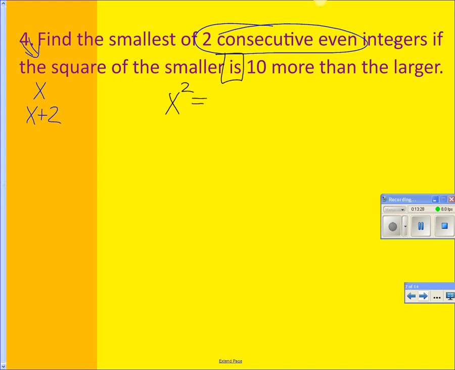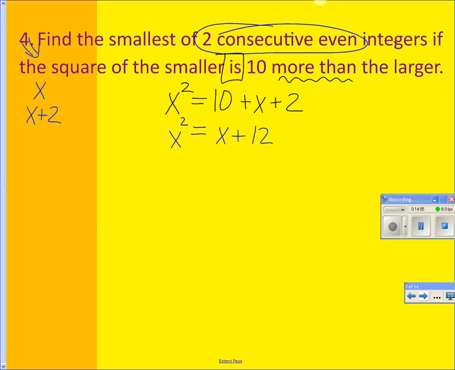10 more than the larger. So I'll put a 10. What do you think I'll put for more than? Plus. And which one of these is the larger? X or x plus 2? Okay, before I even begin to work this one out, what's something I can put together to make my life easier? 10 and 2. What's 10 plus 2? So this is going to be x plus 12 over there. It's going to be x plus 12.